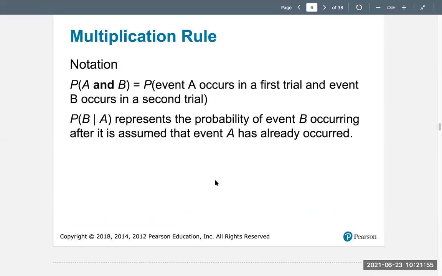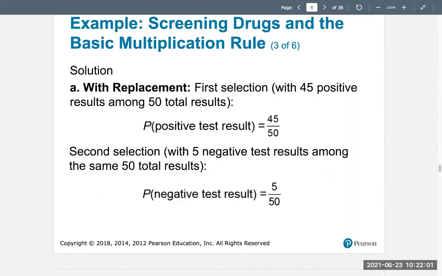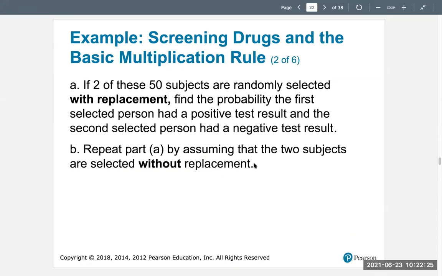So here we have the example. So probability of positive test results is 45 out of 50. So that's the first one. It says with replacement. So that means no matter what you got on the first one, you're going to put it back and you're going to draw another one. This time it says probability of negative test result. So the question was, find the probability that first selected person has a positive test result and second selected person has a negative test result.